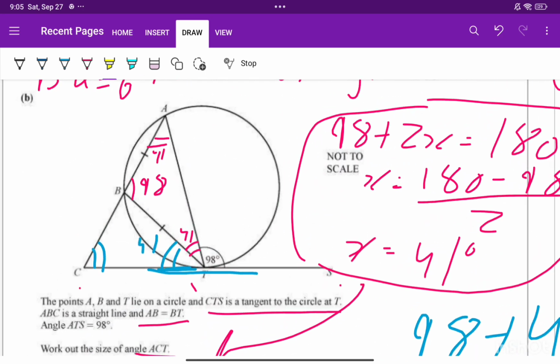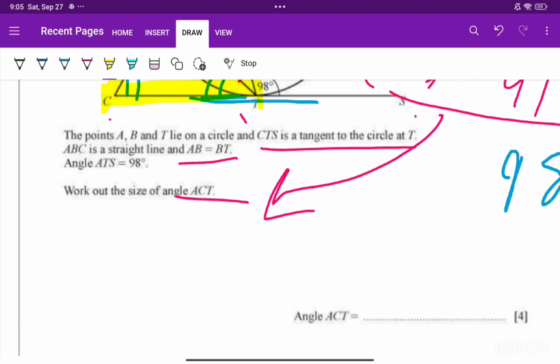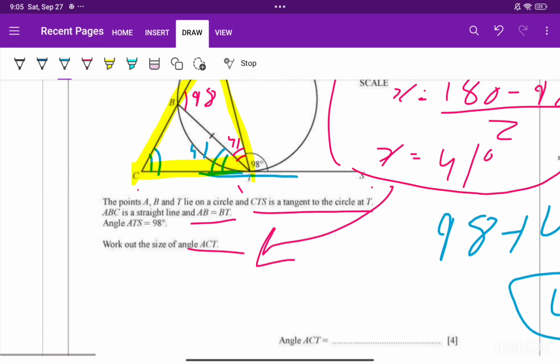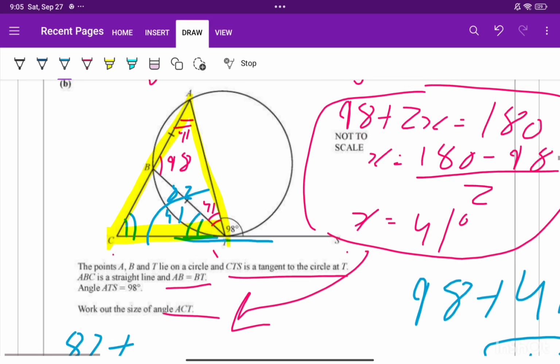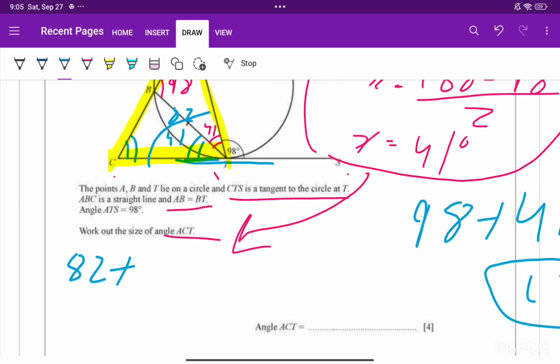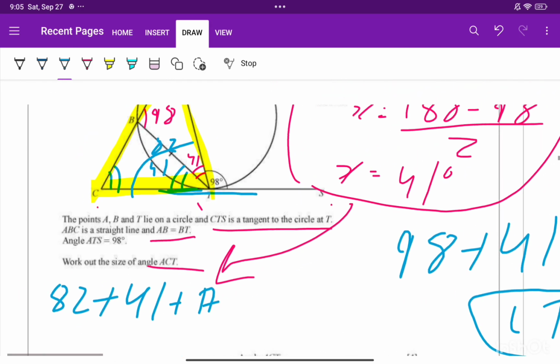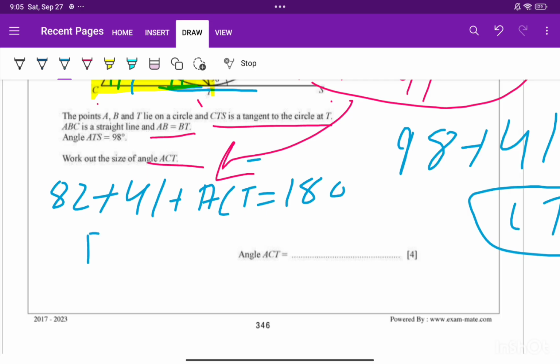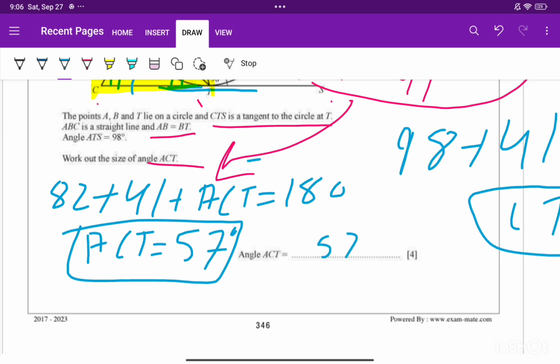Now it's easy, because this becomes a triangle, and in a triangle all angles sum to 180 degrees. If we add 41 and 41, which will give us 82. So 82 plus ACT is equal to 180. So the answer will be ACT is equal to 57 degrees. This is our answer, 57.